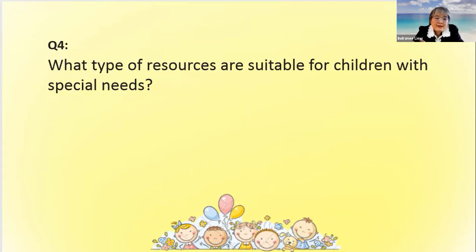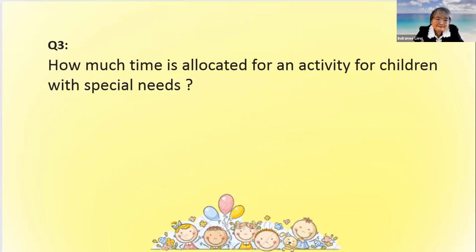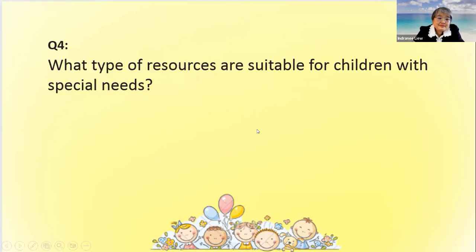Wait, 1 minute. Maybe what we need to do is this. Other children can do 4 activities. Your special needs children will do 2. All right. It may have to be like that. Yeah. Next. What type of resources are suitable for children with special needs?